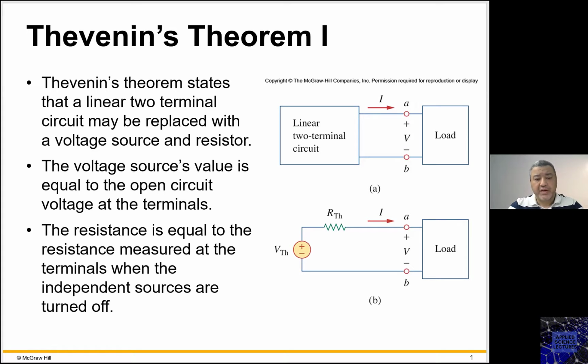dependent or independent, you can find an equivalent circuit that is much simpler in its topology, made of one independent voltage source and one single equivalent resistance connected in series to it. So if this is my linear two-terminal circuit, connected to the load that it is supposed to supply power to, I can find an equivalent circuit to this circuit.